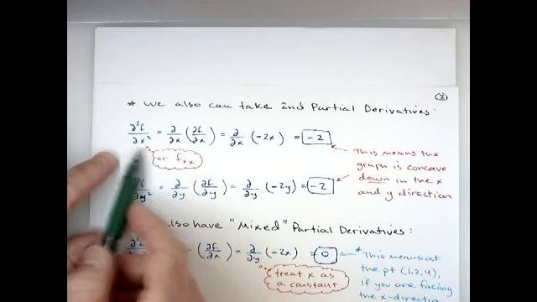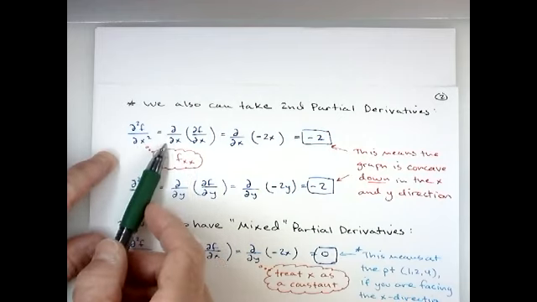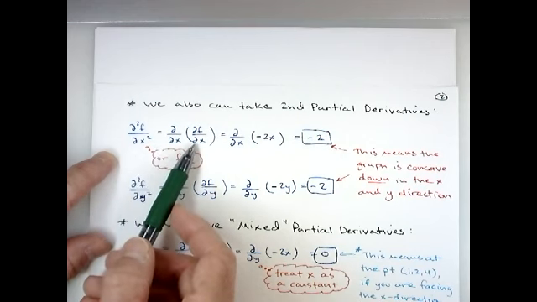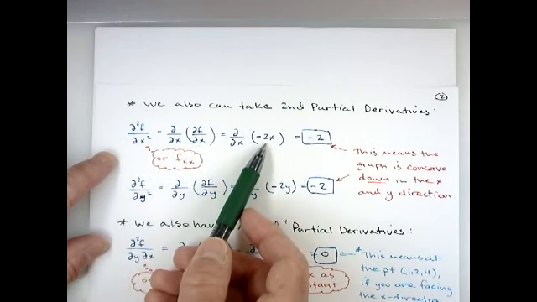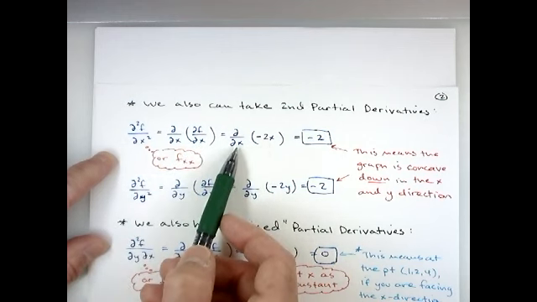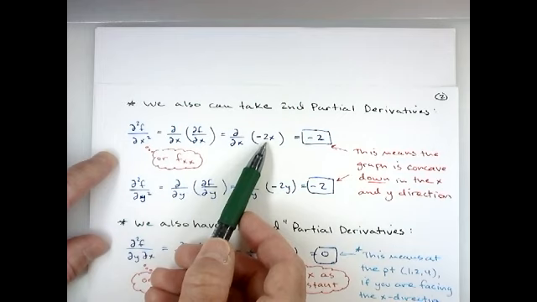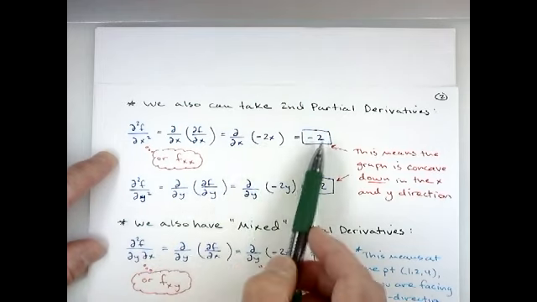What this notation means is you're taking the partial derivative with respect to x of the partial of f with respect to x, what we just found, which was negative 2x. So we're taking the partial derivative of that one more time with respect to x. There isn't a y term anyhow, so the derivative of that would be negative 2.